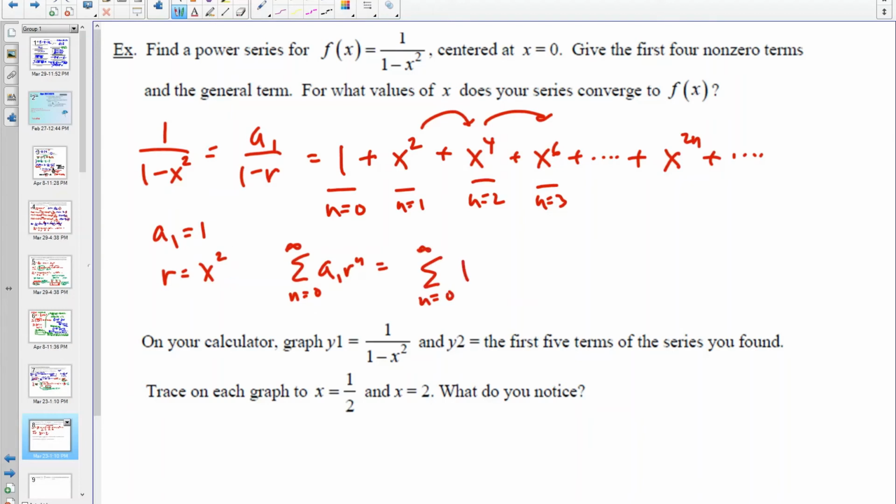A1 is 1, r raised to the n, so my r is x squared raised to the n. That would give me the summation of n equals 0 to infinity of x to the 2n, which is exactly what I expected right here.